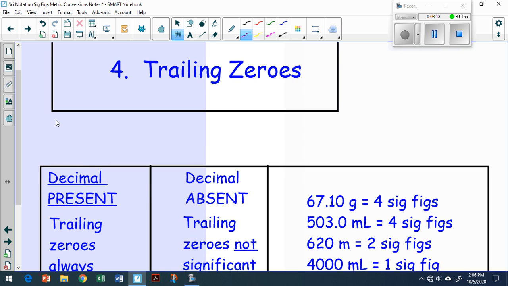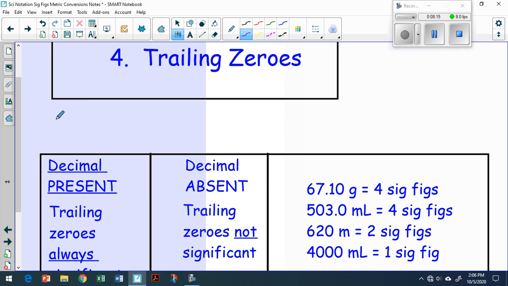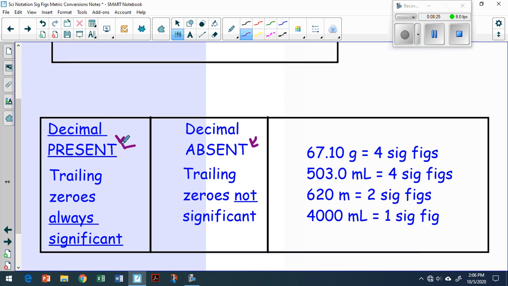Trailing zeros are the tricky ones. They are the ones that count sometimes, but not others. And it is based on whether you have a decimal or whether you do not have a decimal. When a decimal is present, trailing zeros always count. And they trail after the non-zero numbers.